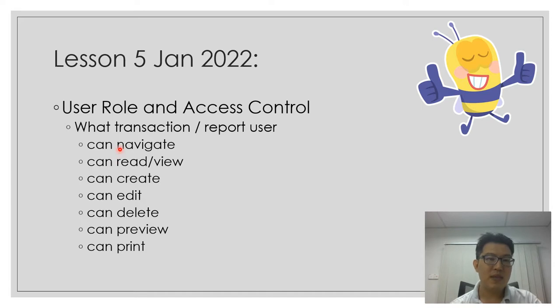Actually, for each transaction or report, we can set different levels. For example, a storekeeper might be able to navigate and read the quotation, the sales order, etc. But they cannot create or edit quotation or sales order. They also cannot delete by right. They cannot print, but maybe they can preview. Those are the different functions that we can set for each transaction or report. So let's take a look at the actual system.